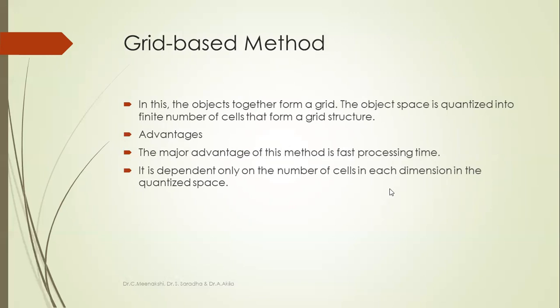Then the next one is the grid-based method. In this method, the objects together form a grid. The object space is quantized into a finite number of cells that form a grid structure. The advantages of the grid-based method are that it has fast processing time, and the number of cells is dependent only on the number of cells in each dimension of the quantized space. So this is about the grid-based method.